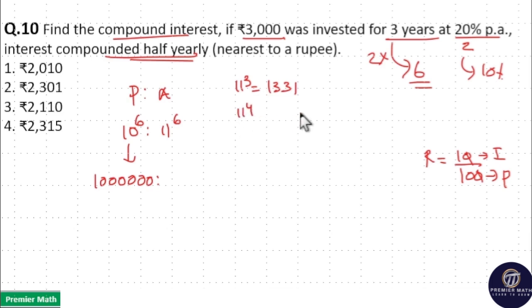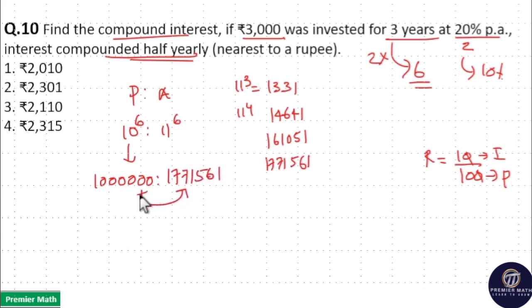Then 11 raised to 4 is equal to 1, 4, 6, 4, 1. Now 11 raised to 5 is 1, 5, 10, 10, 5, 1. Again 11 raised to 6 means 1, 6, 15, 20, 15, 6, 1. That is, 11 raised to 6 is 1771561.